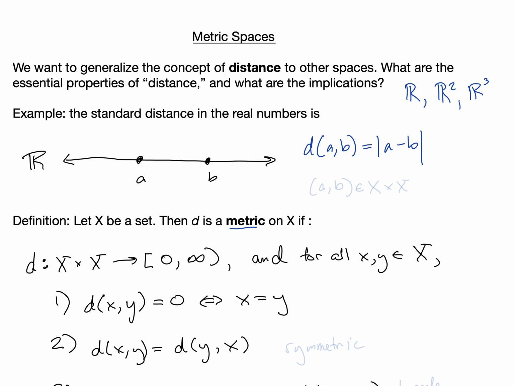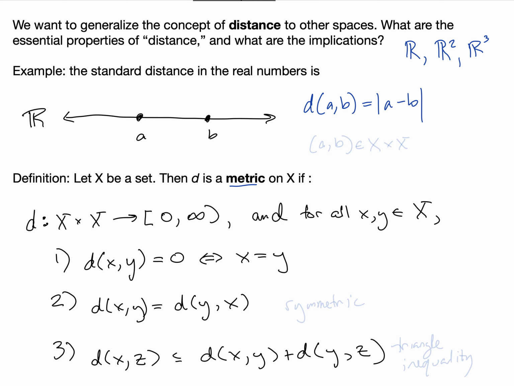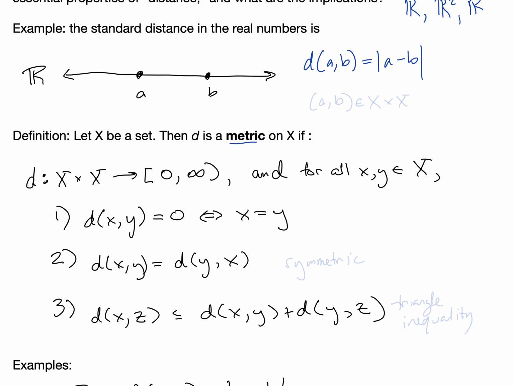With that in mind, here is our generalization of the idea of distance on a set. If X is a set, then D is a metric on X if D maps the set X crossed with itself to the set from 0 to infinity, in other words, to the non-negative real numbers. And when we say X cross X, remember that that's just things of the form A comma B in X cross X, so those are ordered pairs, such that for any X and Y in X, 1, D of X, Y is equal to 0 exactly when X equals Y.